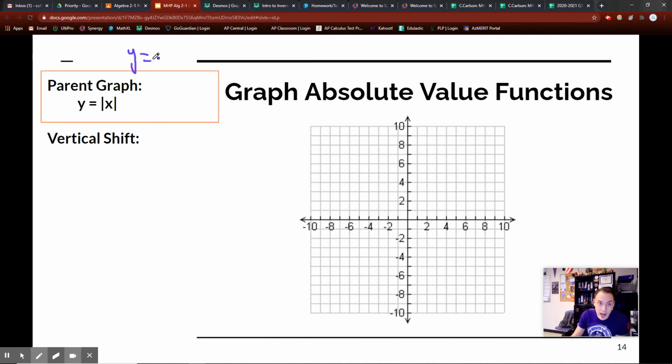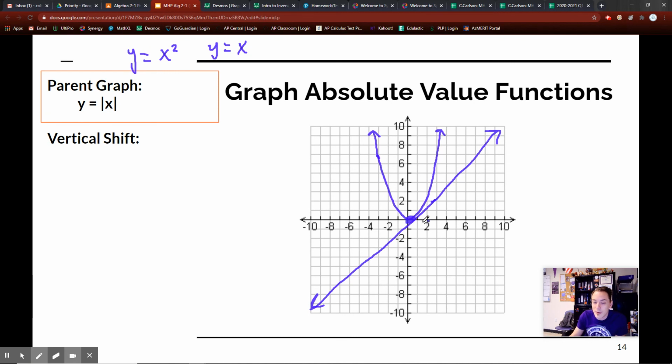Your parent graph for quadratics is y equals x squared. Your parent graph for linear functions is y equals x. Okay? So if I had y equals x squared, it would look something like this, roughly. Just roughly. Okay? If I had y equals x, it would look something like this. Again, roughly.